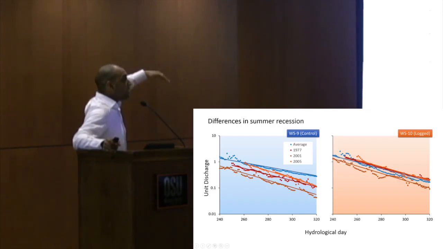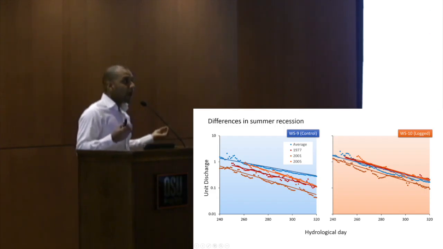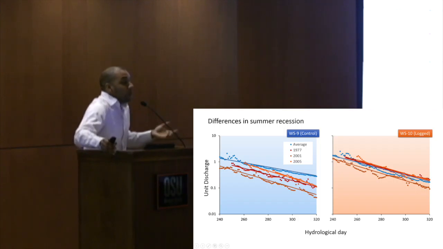So when water is leaving watershed 9 in the summer, particularly in these drought years, it deviates clearly from the average trend. Not so for watershed 10. It looks the same. So there is a mechanism, maybe in watershed 9, that is more sensitive to what's happening during droughts. What is that mechanism?